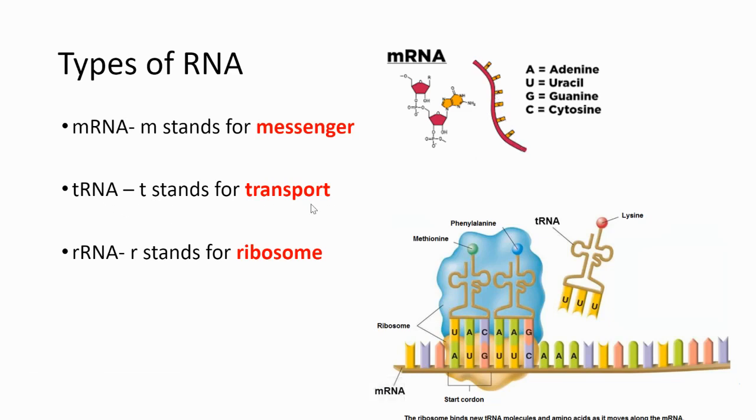tRNA stands for transport. The T is for transport. Just look over here at this really messed up T. That's how I remembered it. But you have here the straight line and then the cross looking thing right here. T. Okay, this is called a transport RNA because it transports amino acids. This little ball on top of it, each one is an amino acid.